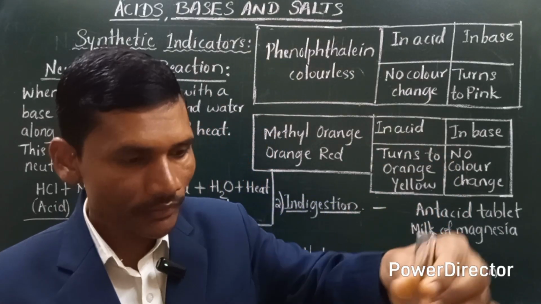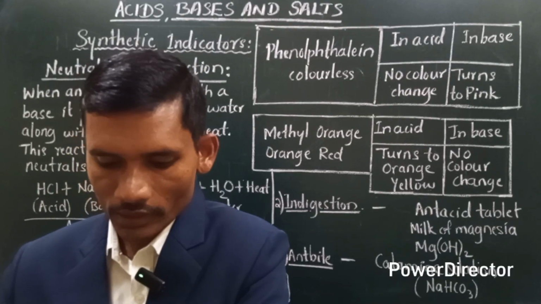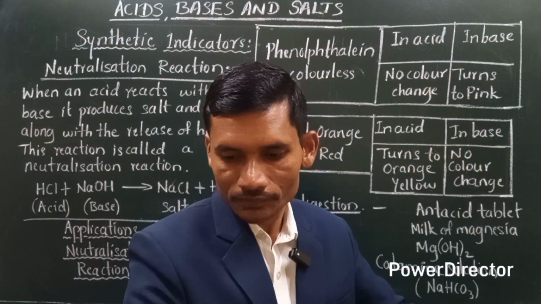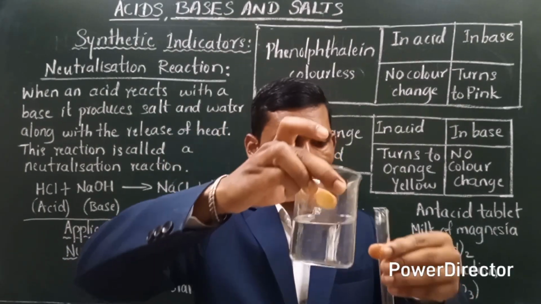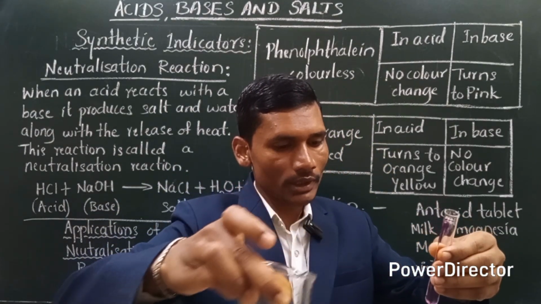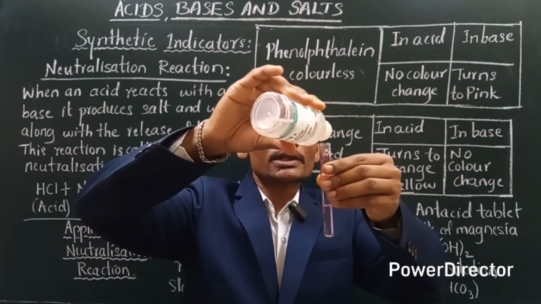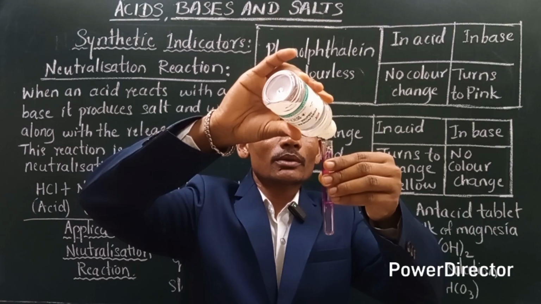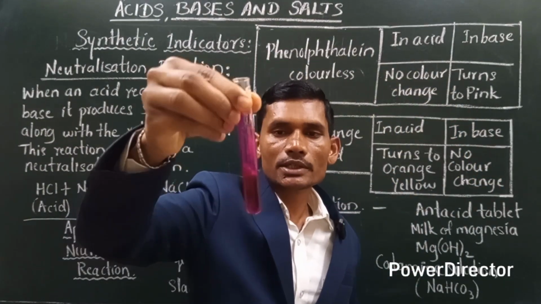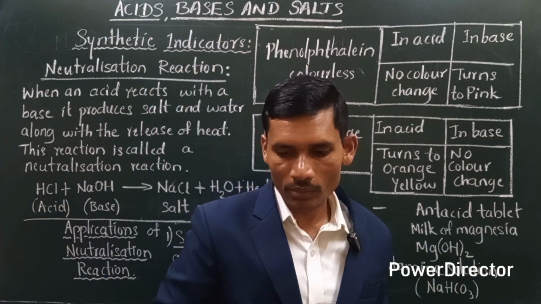Now we will take a base. In base, we'll see what color it changes to. That is sodium hydroxide solution. Oh, some indicator is already applied here. Now you can see, if I put one drop, it is changing to pink color. In phenolphthalein, it gives pink color in presence of base, remember.